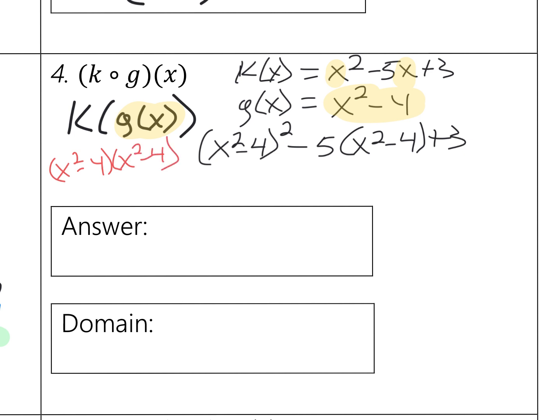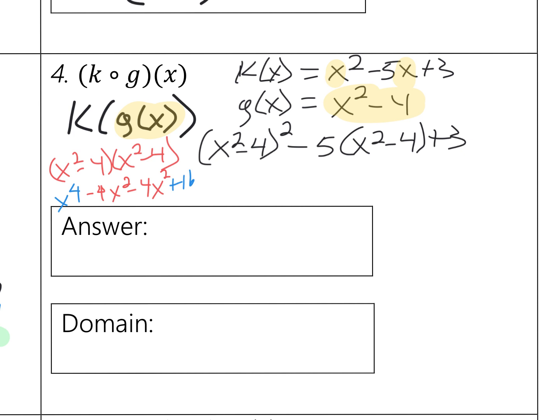Some of us call it the FOIL method, or maybe you use the box method, but it's the first term, x squared times x squared, which is x to the 4th. And then the outside term is 1x squared times negative 4. That's minus 4x squared. And then when you do the inside terms, negative 4 times x squared, you get the same thing, so minus 4x squared. And then finally, when you multiply negative 4 times negative 4, you get plus 16.